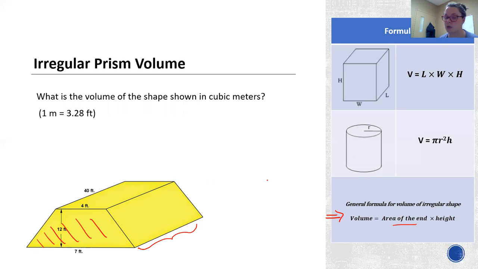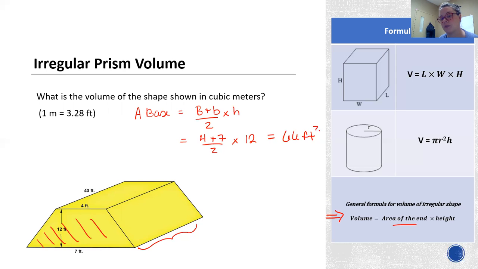So the area of the end, well, we happen to know that the end here is a trapezoid. So the area of the base is going to be our trapezoid formula, which is big B plus little b divided by 2 times the height of the trapezoid. So we're just looking at this end area. So we're going to have 4 plus 7 divided by 2 times 12. Putting all of that into your calculator, you get 66 square feet.